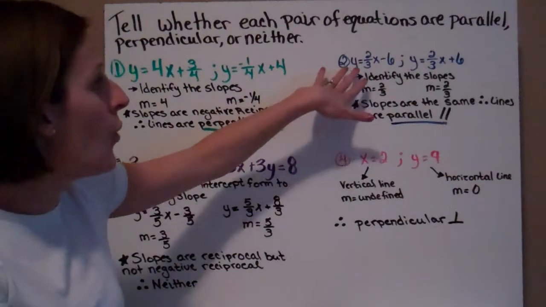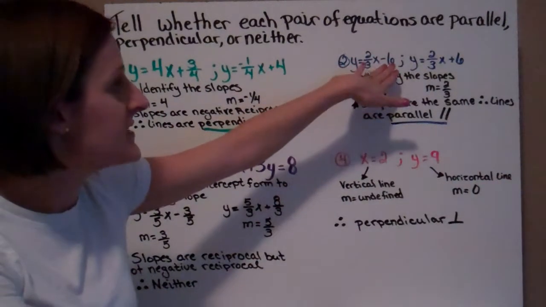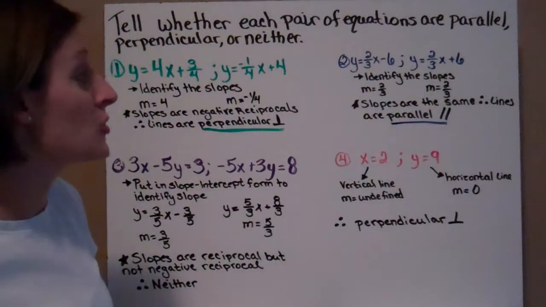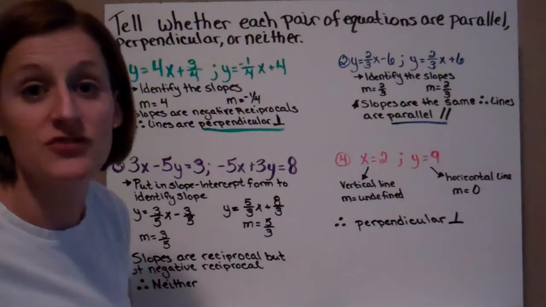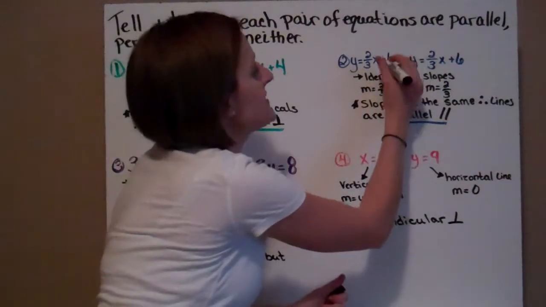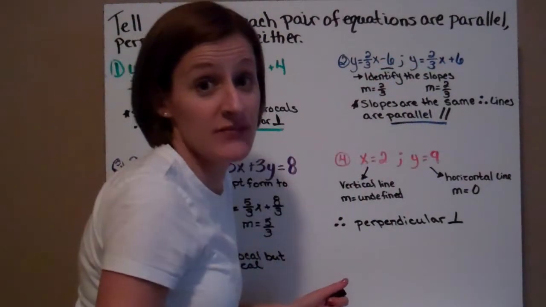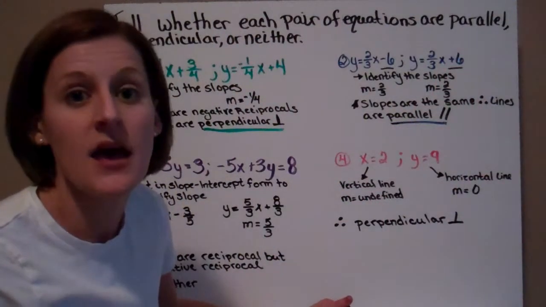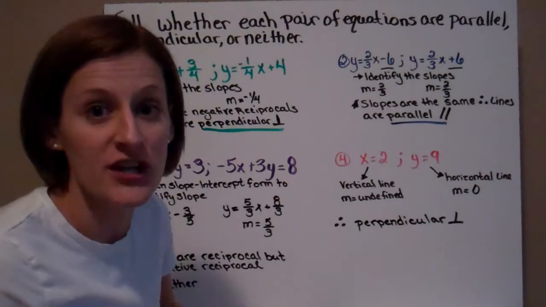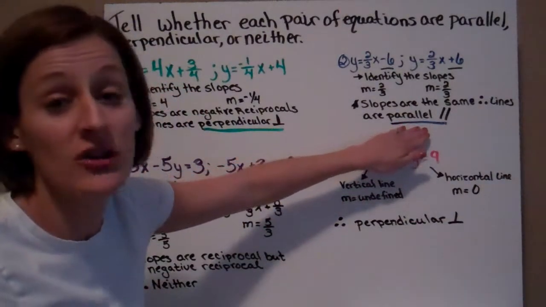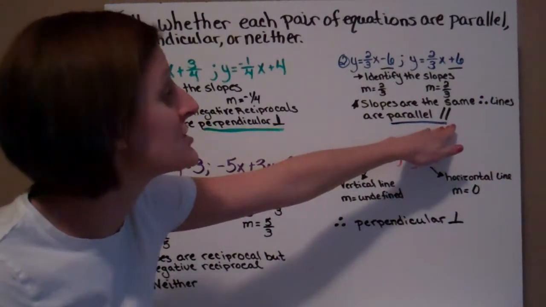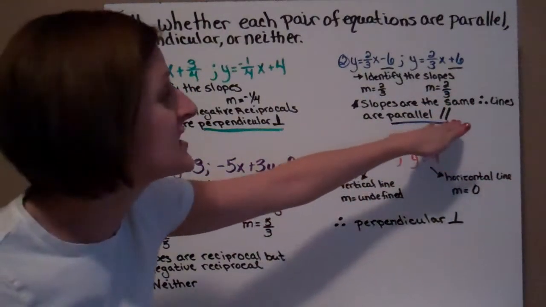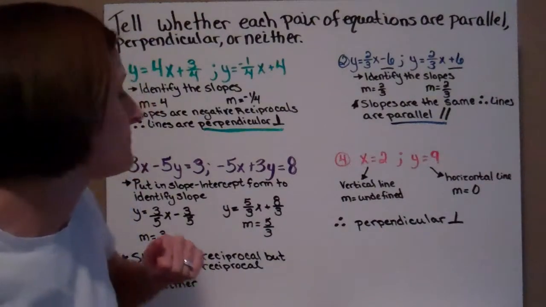Alright, number 2, y equals 2/3 x minus 6 and y equals 2/3 x plus 6. Okay, notice they both have the same slope of 2/3, but this one has a y-intercept of -6, and this one has a y-intercept of plus 6. Since the y-intercepts are different, these lines are parallel, and we write parallel by these two slanted slash lines. So if you see those, that means parallel.